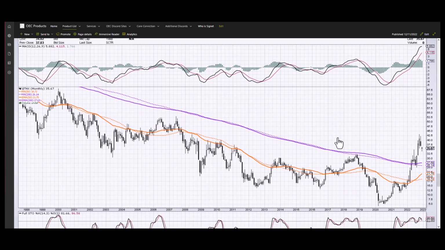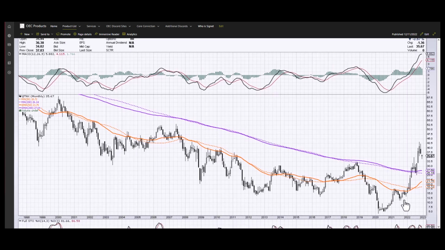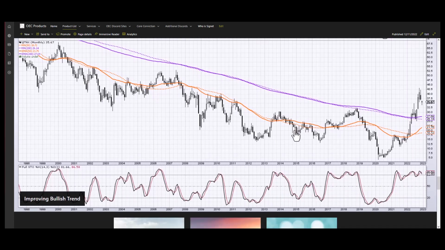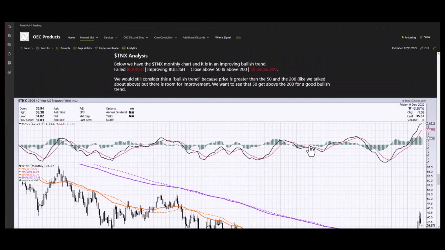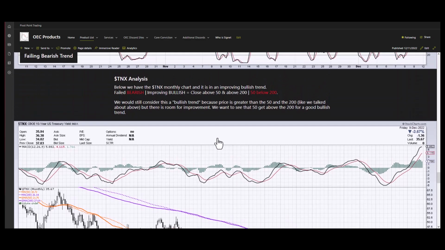And that's what we have here. So here, we've got the TNX. We're on a monthly time frame. We've got price above the 50, price above the 200, but we don't yet have the 50 above the 200. This is an improving bullish trend, but we have to use the word bearish. We have to get that word in there somewhere because 50 is below the 200. So we say that it's a failed bearish trend and it's an improving bullish trend.